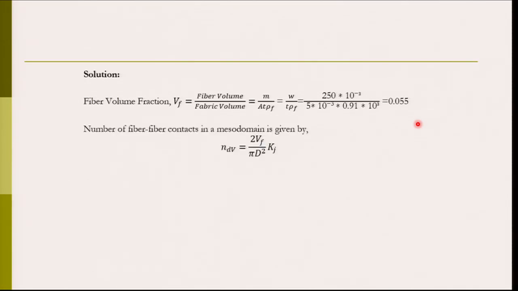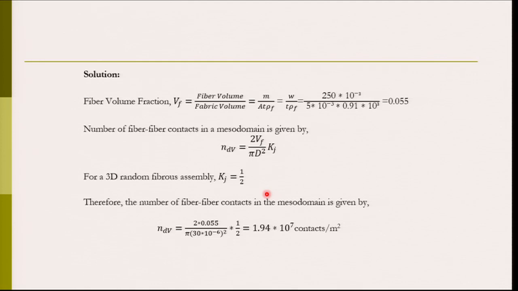So, the number of fiber to fiber contacts in a mesodomain, we know NdV is equal to 2 Vf by pi d square into Kj. As we have already calculated the value of Kj for a 3-dimensional random fibrous assembly, which is half, you can put all the values of other given parameters. In this case, fiber volume fraction is 0.055, fiber diameter is 30 microns, Kj is half. So, we can calculate the number of fiber to fiber contacts per unit area in a mesodomain, which comes out to be nearly 19 contacts per millimeter square.